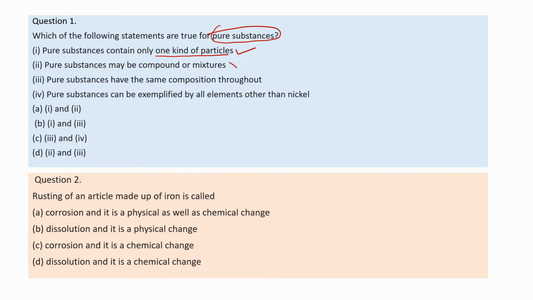This is not true because pure substances can be compound but they cannot be mixture. So here, pure substances can be compound but they cannot be mixtures because a mixture is made of more than two substances. So mixtures are not pure substances. Third, pure substances have same composition throughout. Yes, this is true. Pure substances can be exemplified by all the elements other than nickel. This cannot be true. So this is also wrong.